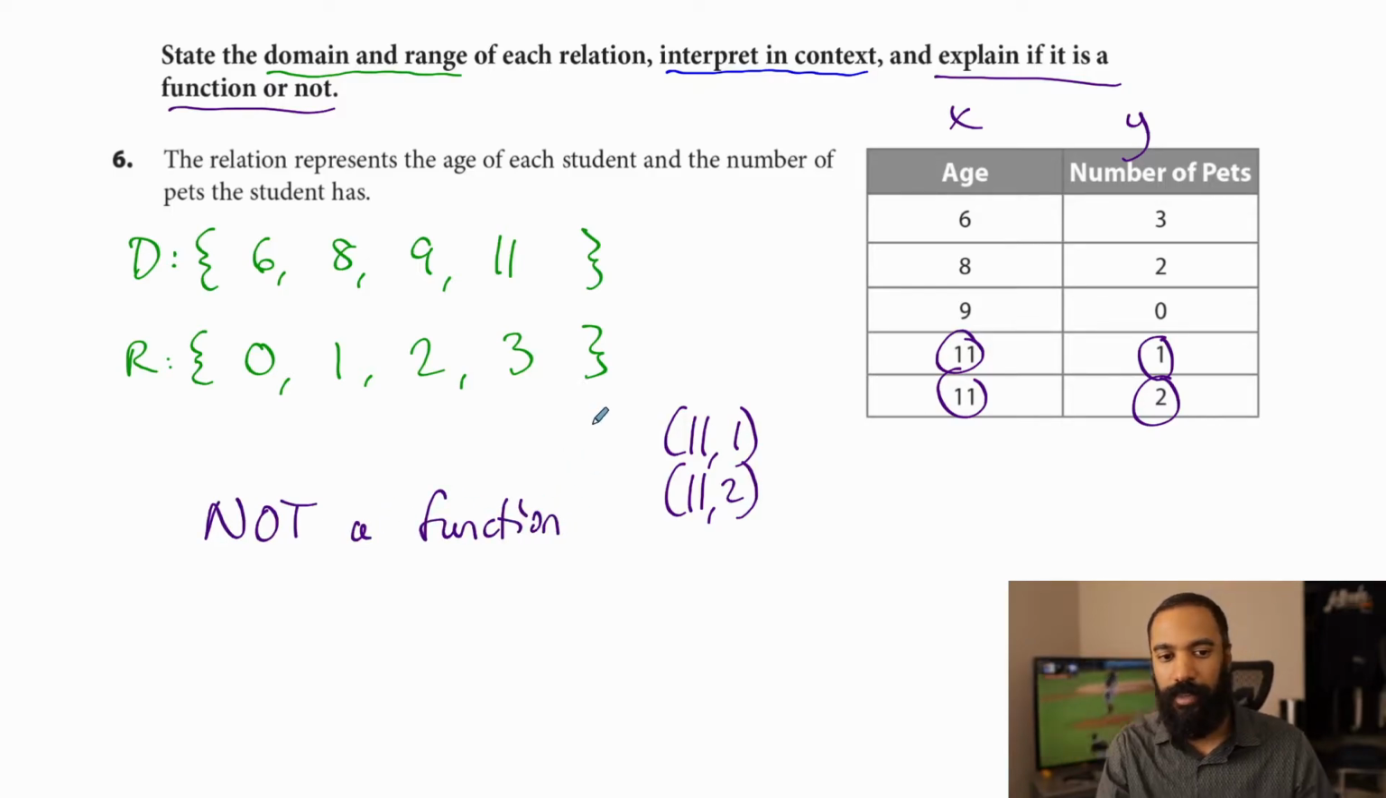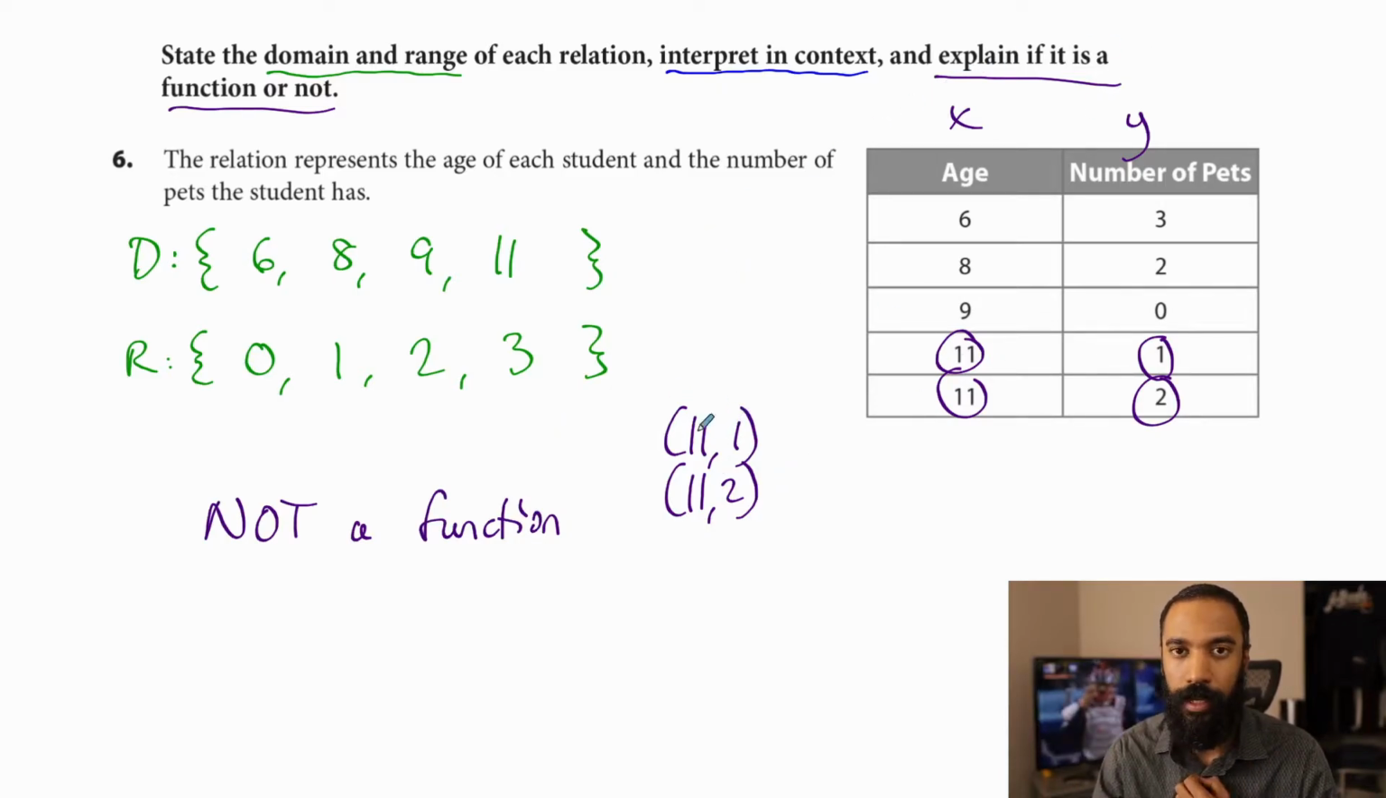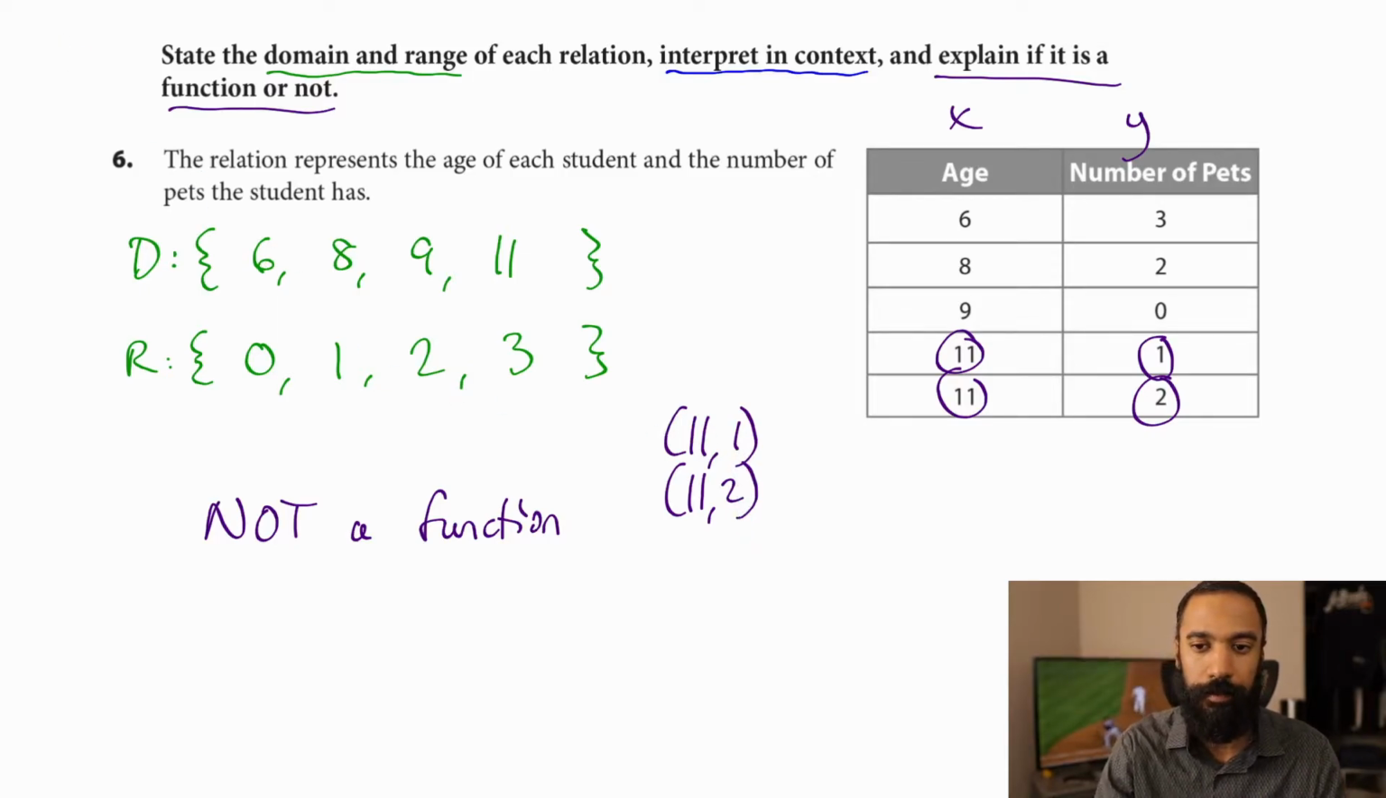Okay. Now, I believe this is going to happen a lot. You would probably have to explain more in writing. I'm saying it out loud and circling things and showing you that the duplicate amount of x's with different y's means it's not a function. You'll see a lot of these. So if you're still stuck on it, let's see if we can see a few more.